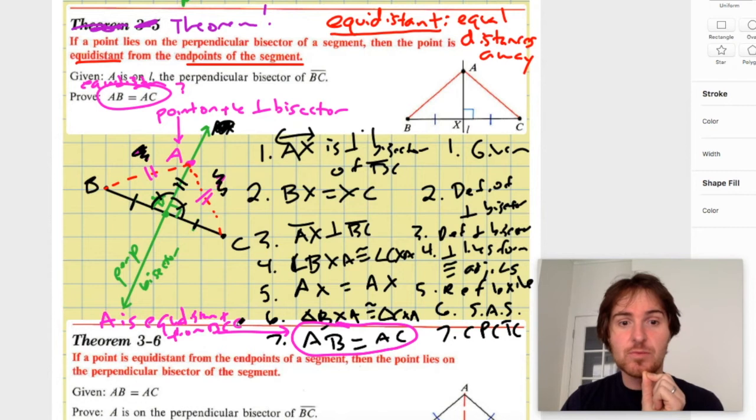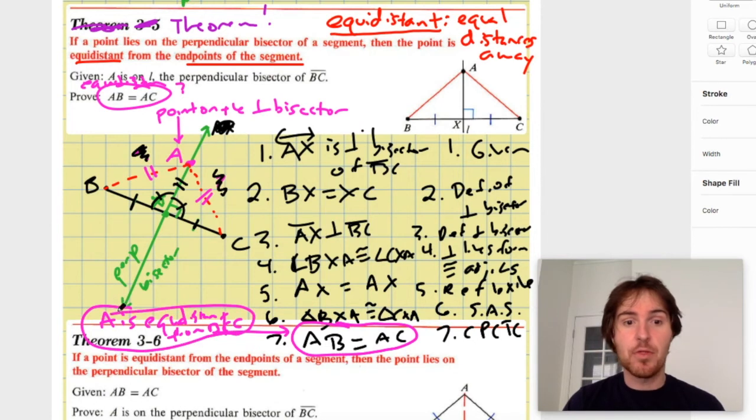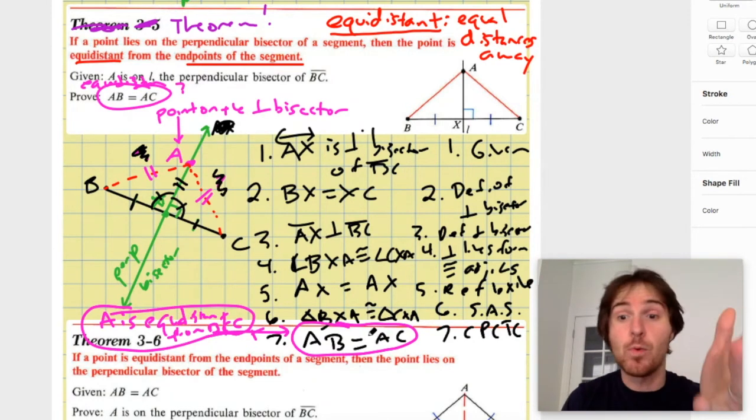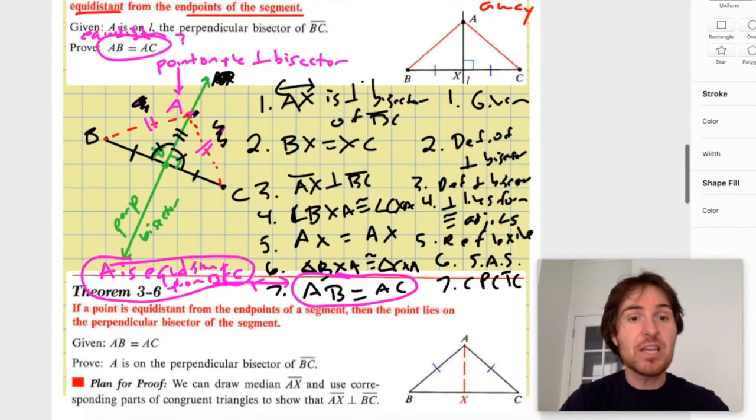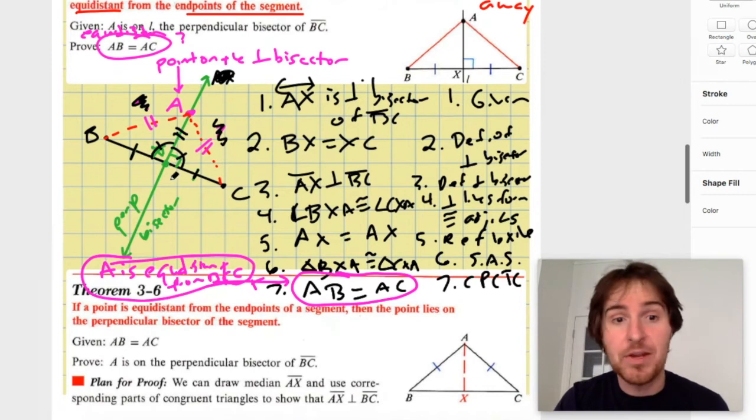From B and C. So to be equidistant from 2 points or 2 things, you need to have the same distance to both of them. So A is equidistant from B and C if and only if AB equals AC, and that's what we proved there, okay? And we could have done this really anywhere on the perpendicular bisector, okay?